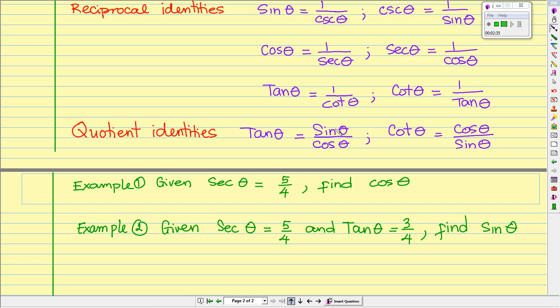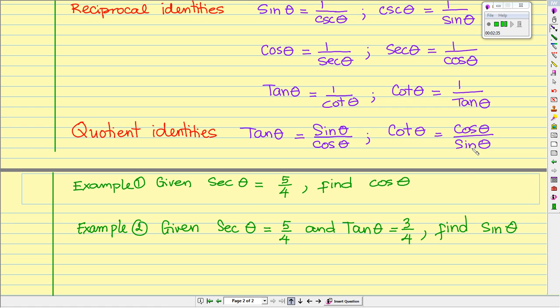Each point on your unit circle is the ordered pair of x and y. X is cosine and y is sine. So tangent is sine divided by cosine, or y divided by x. Cotangent will be cosine divided by sine, or x divided by y if you think about the point.